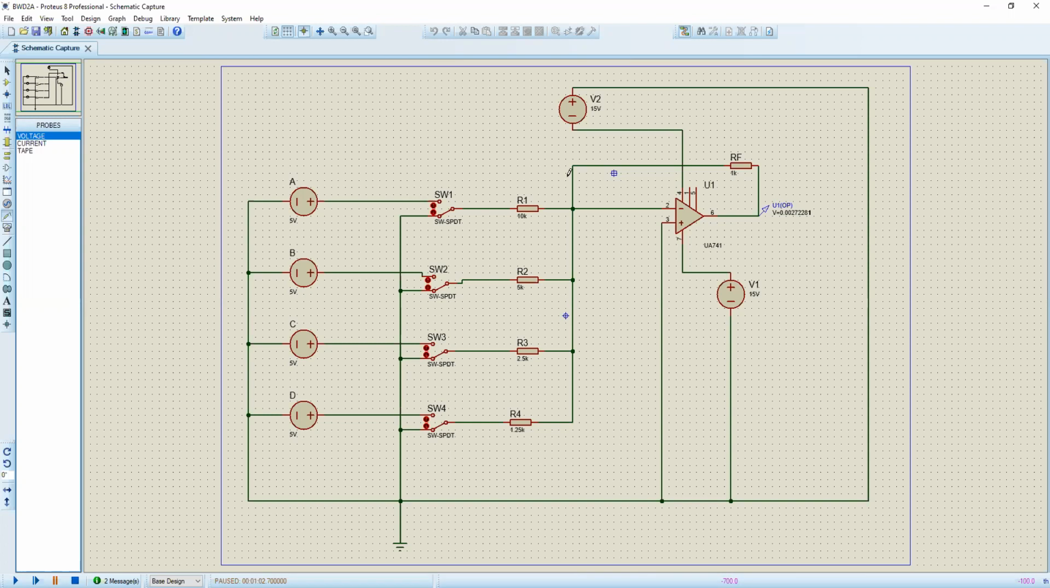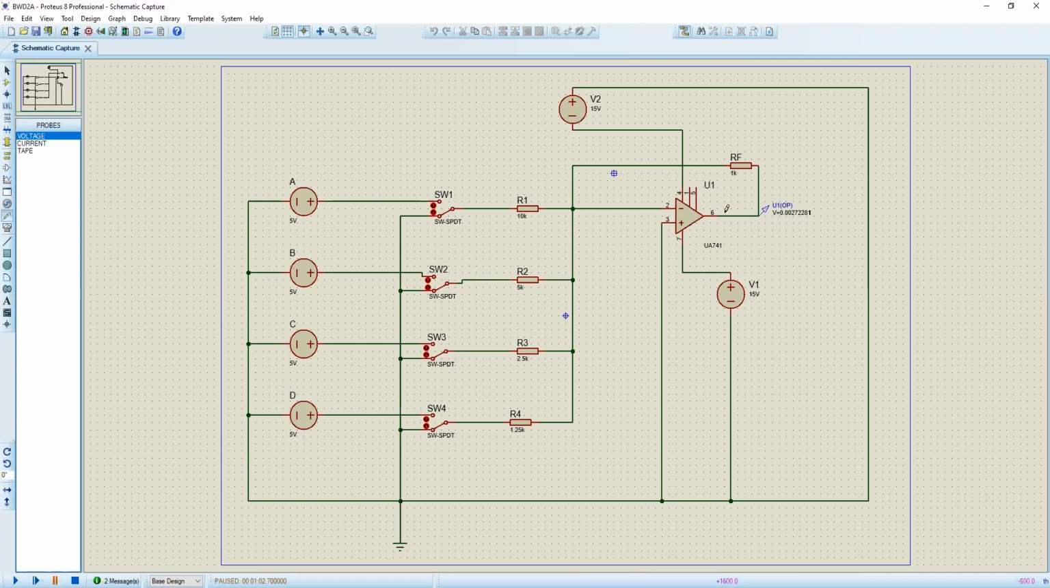The circuit is designed in such a way that A is the LSB and D is the MSB. Since there are four inputs, we can have 2 to the 4 is equal to 16 possible combinations, and we can find the analog voltage in the output node of the op-amp UA741, that is node number 6. This is our output node. So we can find the output from the voltage level of this node.